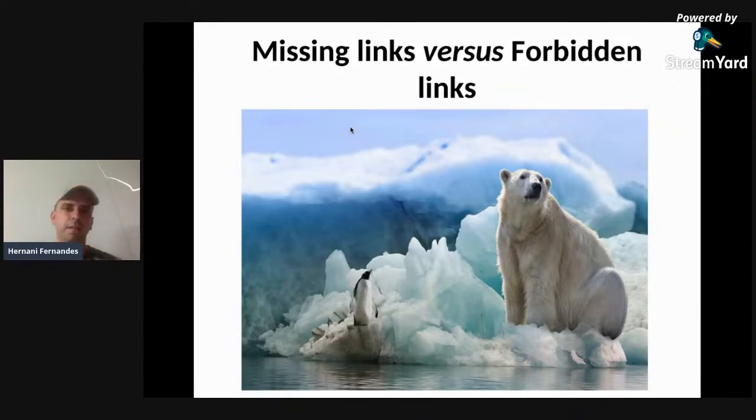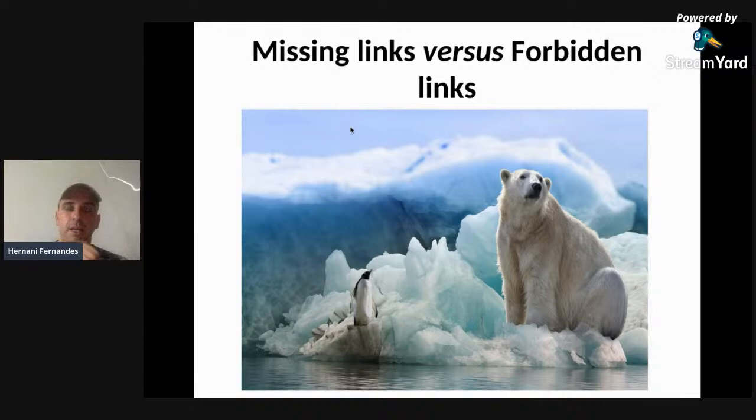So missing links are links that you haven't observed in your network, or you have never observed this interaction. But just because you have never observed an interaction in the wild doesn't mean that the interaction doesn't exist. And this interaction between the moth and the orchid is a very illustrative case of this. Sometimes the interaction can also be a forbidden link.